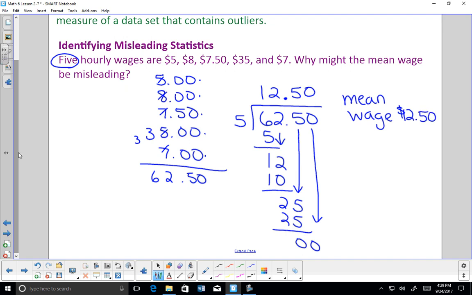The mean wage is $12.50, and that's so much higher than every other wage except for the outlier. So the outlier has a huge effect. If you say, oh, everybody's averaging $12.50 an hour, the people that are getting $5, $8, $7.50, and $7 are going to look at you and think you're insane. Because they aren't making $12.50 an hour, but when you throw in the person who makes $35 an hour, it appears that everybody's making $12.50 an hour, which makes everybody look somewhat normal. Okay? So the outlier of $35 makes the mean wage go way up.